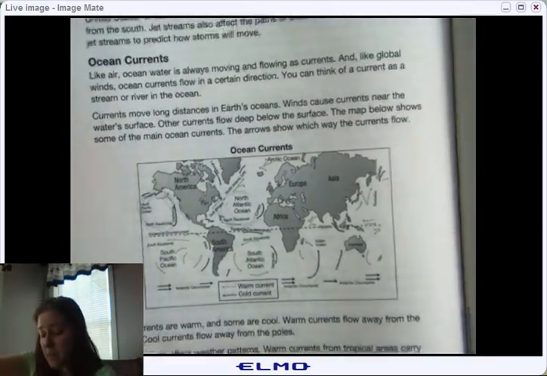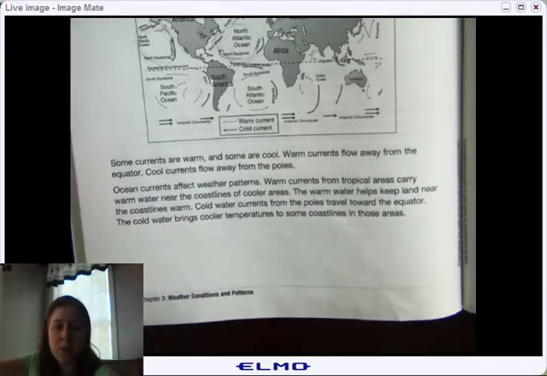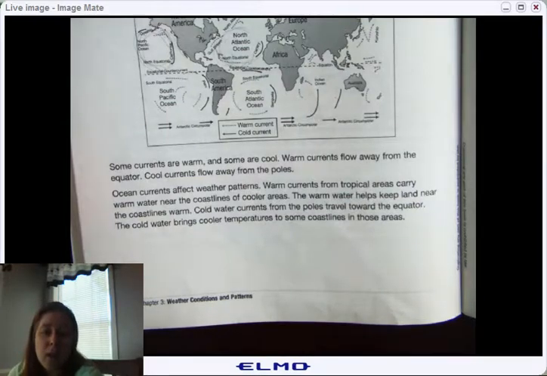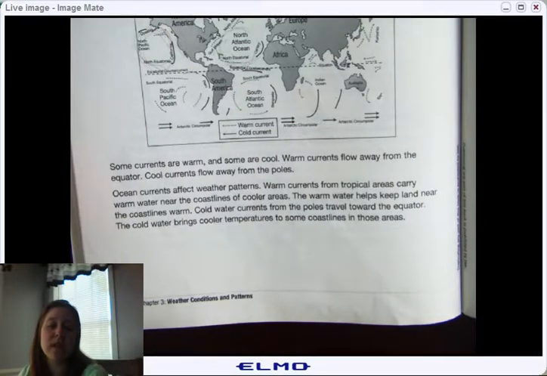Okay. Some currents are warm and some are cool. Warm currents flow away from the equator. Cool currents flow away from the poles. Ocean currents affect weather patterns. Warm currents from tropical areas carry warm water near the coastlines of cooler areas. The warm water helps keep land near the coastlines warm. Cold water currents from the poles travel towards the equator. The cold water brings colder temperatures to some coastlines in those areas.